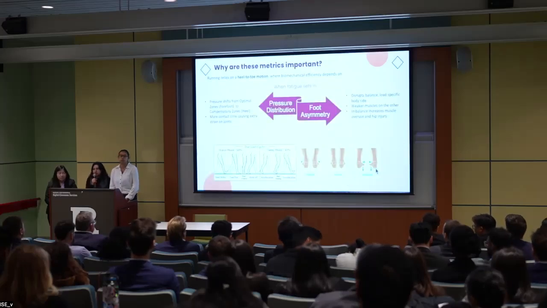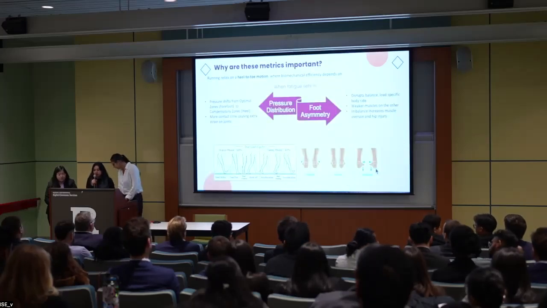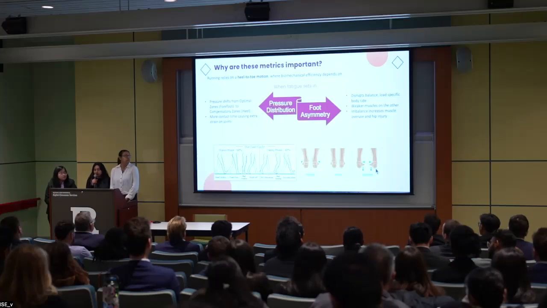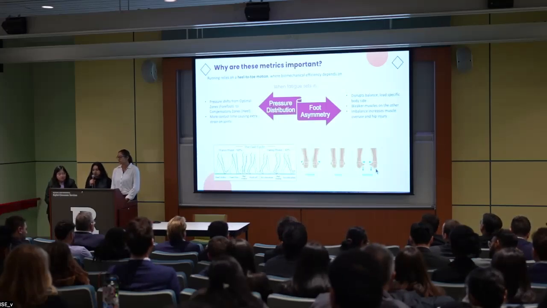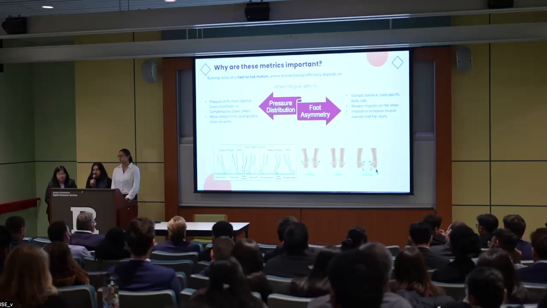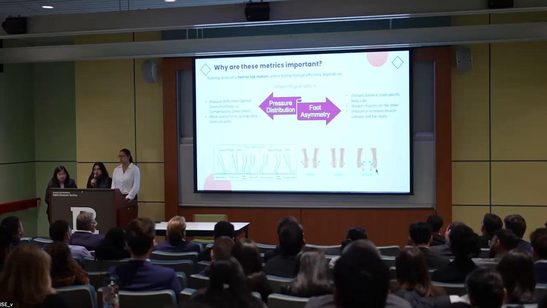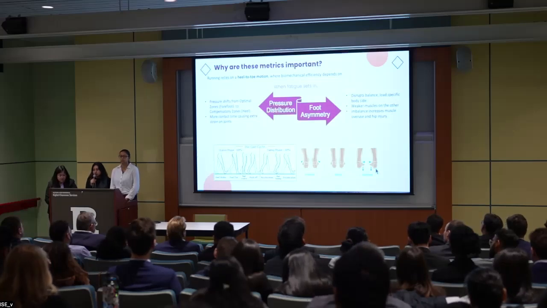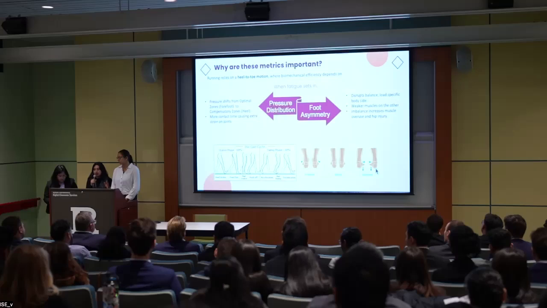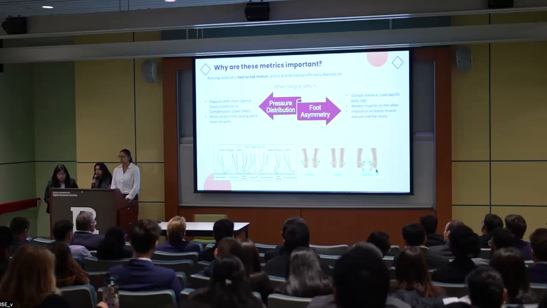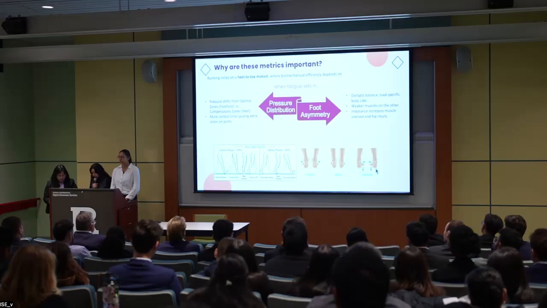Now, why are these metrics even important? To begin with, based on the gait cycle, running relies on a heel-to-toe motion. And as you can see on the bottom right, as fatigue begins to set in, it mainly impacts the pressure distribution and symmetry of your foot. So as a result, it mainly negatively impacts the pressure shift and overall imbalance of your feet, and it mainly affects the posture of both of your feet as you're running.